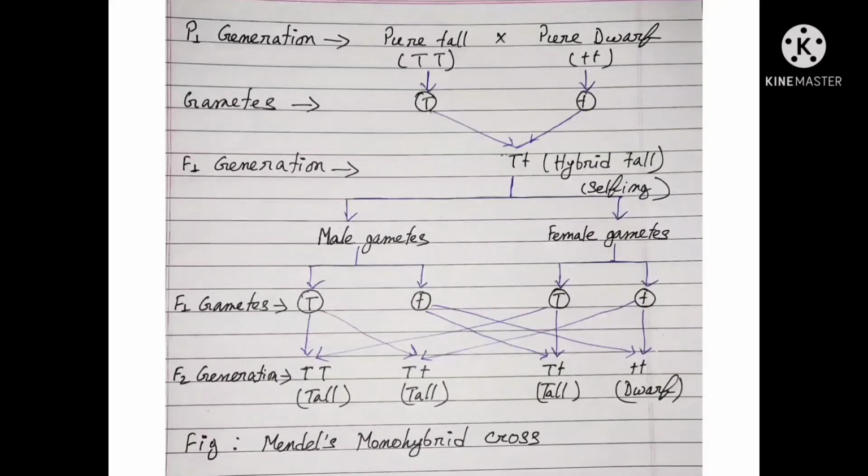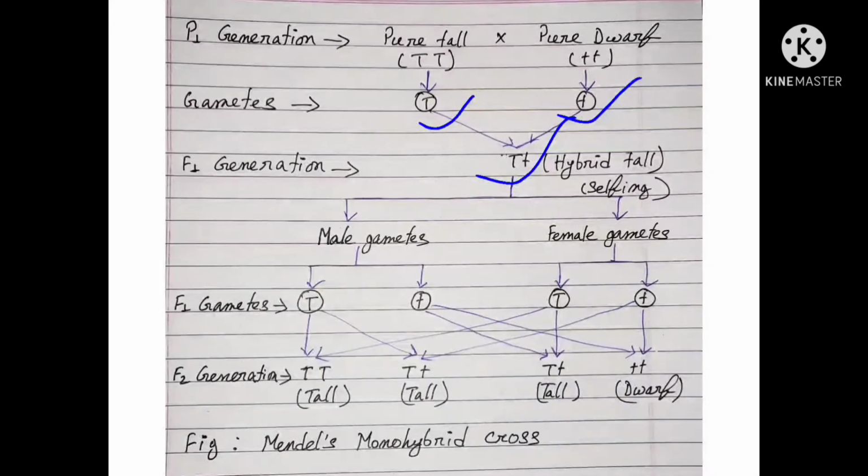Here I include a figure showing Mendel's monohybrid cross. Pure tall plant with T allele and pure dwarf plant with small t allele of P1 generation produce T and small t gametes, and they unite to form F1 generation with genotype Tt and its phenotype is tall.